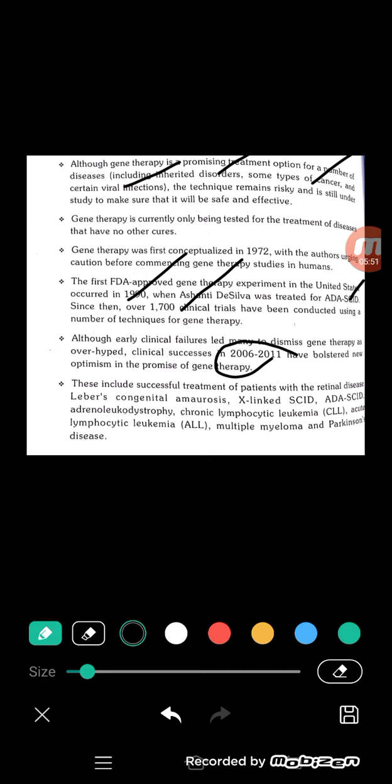These include successful treatments of patients with renal diseases, Leber congenital amaurosis, X-linked diseases, ADA-SCID, leukodystrophies, chronic leukemia, acute leukemia, multiple myeloma, and Parkinson's disease. All these types of disorders have been studied with the help of gene therapy, and these are cured with gene therapy.